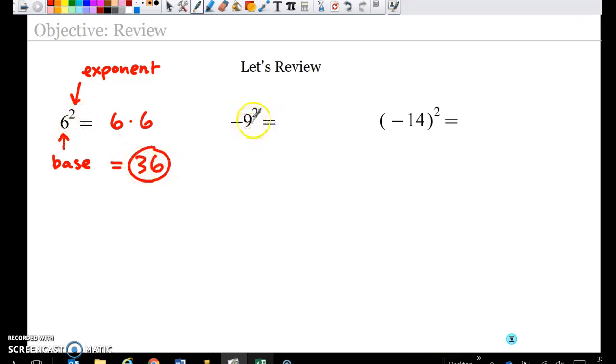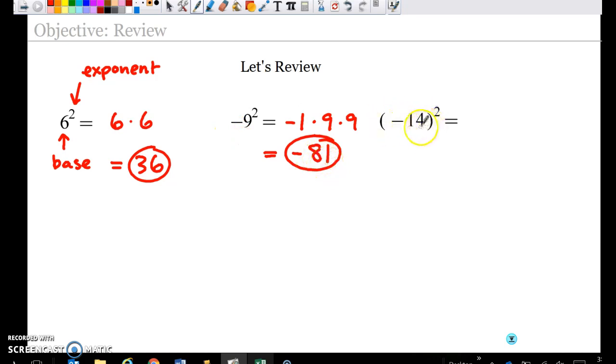Now, in this case, the 2 exponent is on the 9 base, and the negative 1 is separate. This can be written as negative 1 times 9 times 9. Notice the base is not the entire negative 9. It's just the 9. So we end up getting negative 81. We'd say that 9 squared times negative 1 is negative 81.